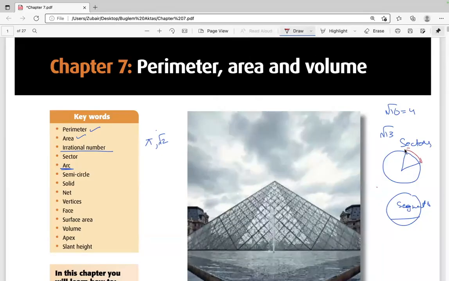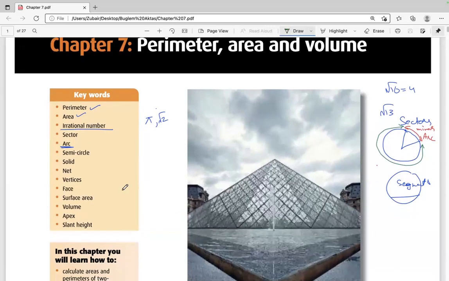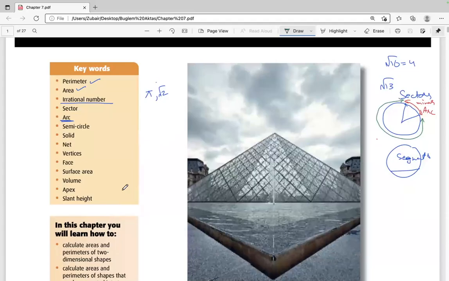So this right here is the minor arc, and the rest is the major arc. What defines major and minor is 180 degrees. If it is less than 180 degrees, it is minor. If it is more than 180 degrees, it is major. Okay. Semicircles are half of circles.